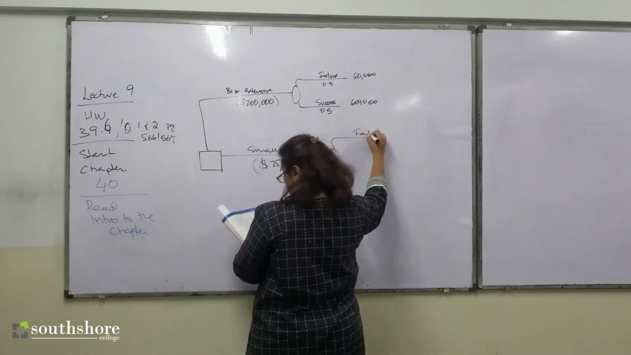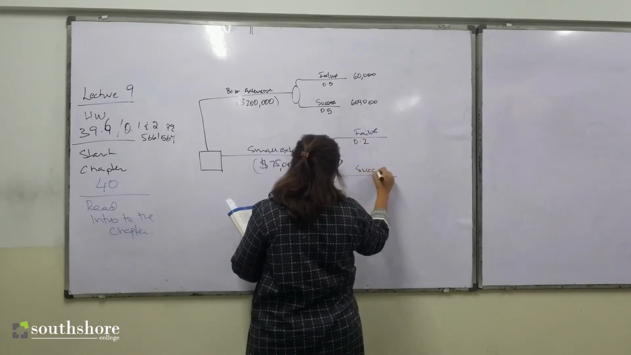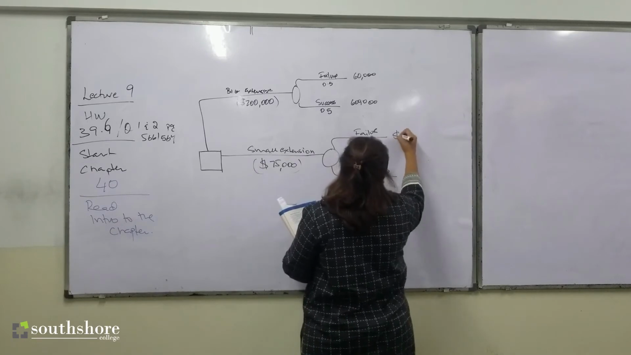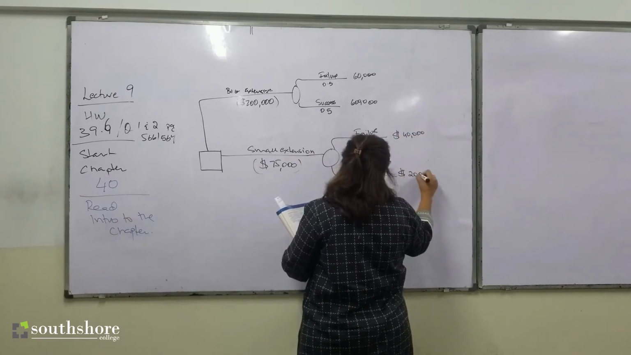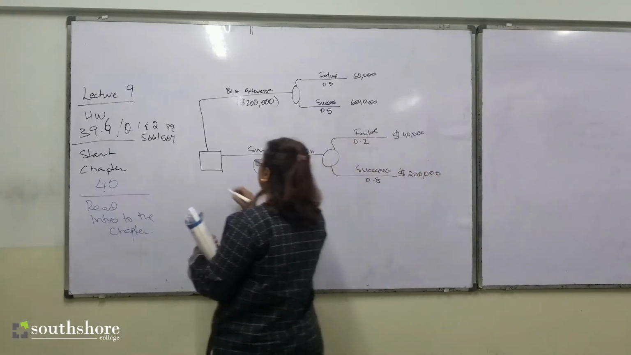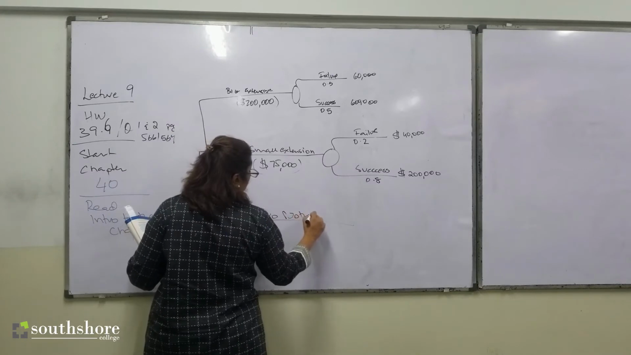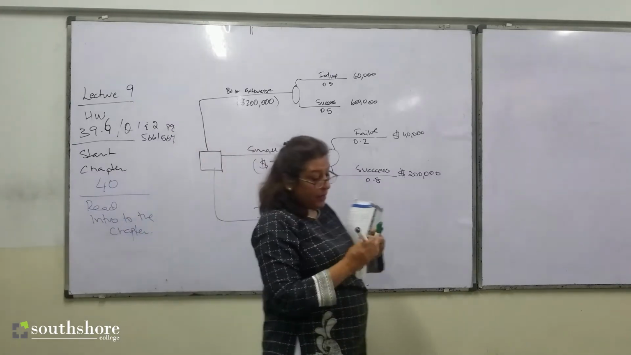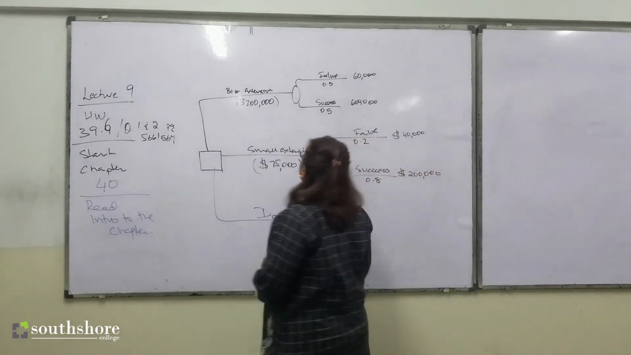Failure, very small chance. Success 0.8. If there is failure, she will earn 40,000. If she is successful, she will earn 200,000. And the third option is to do nothing. It costs nothing. Earning stays the same. So basically, we have to see what we are to do with it.